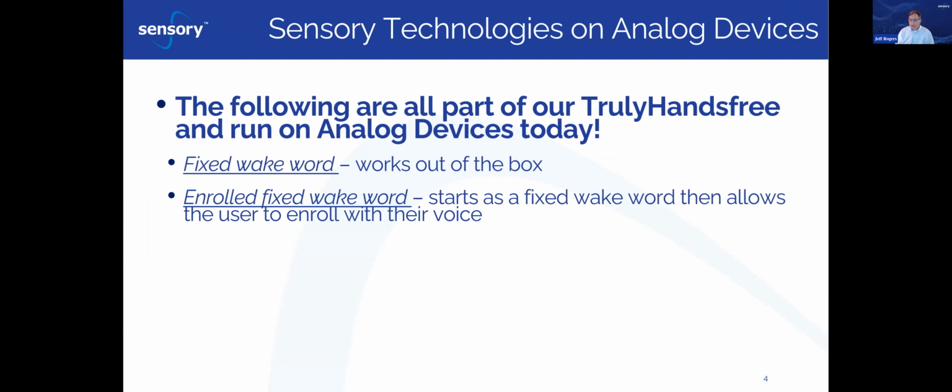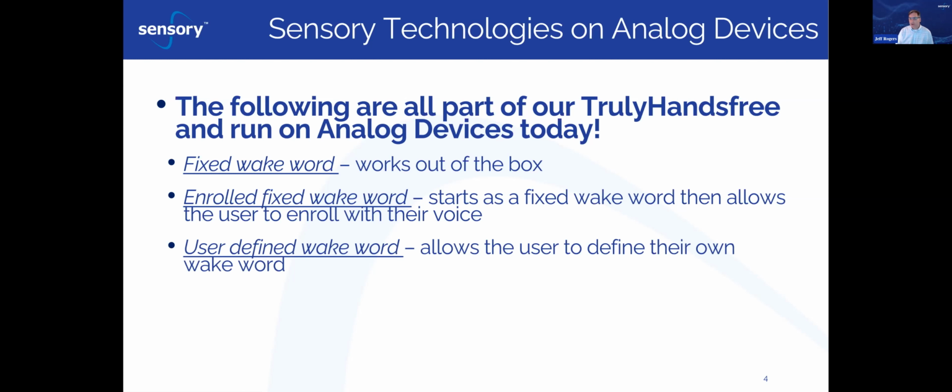An enrolled fixed wake word starts with a fixed wake word and then allows the user to enroll. After that enrollment, I can then provide speaker identification. I can provide speaker verification. It also adjusts to the user's accent, the dialect, the way they say the wake word. So there are further improvements in both false accept and false reject as well.